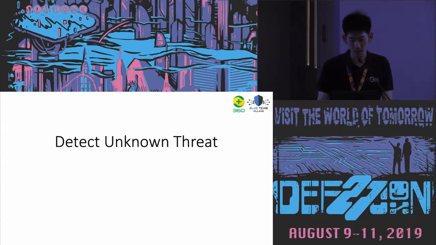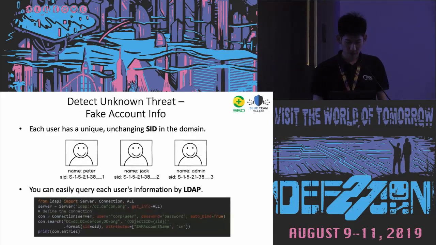The fifth part, detect unknown threats. Case one, fake account info. Each user has a unique and unchanging SID in the domain. You can query the information of an account by username or SID.